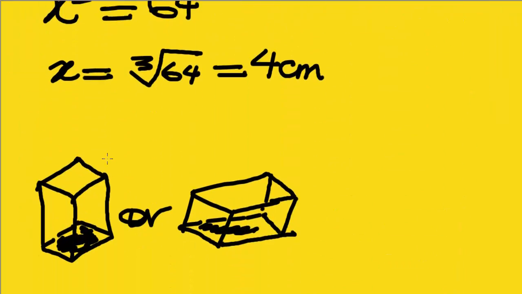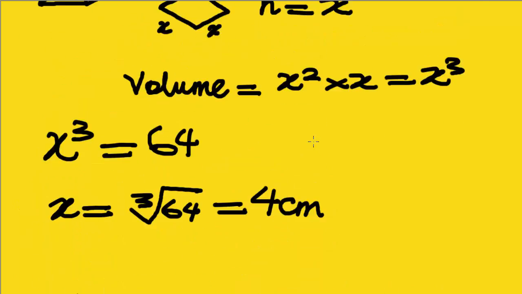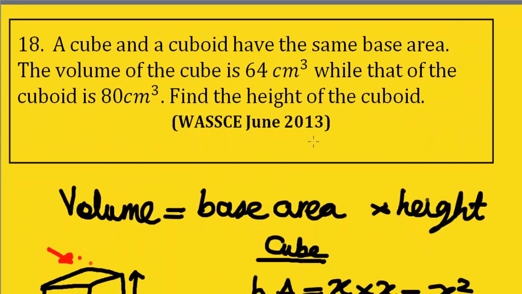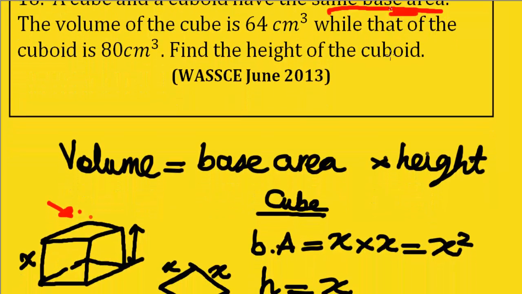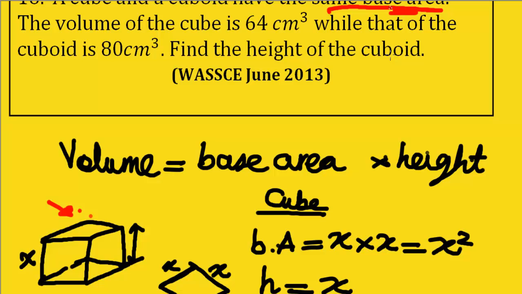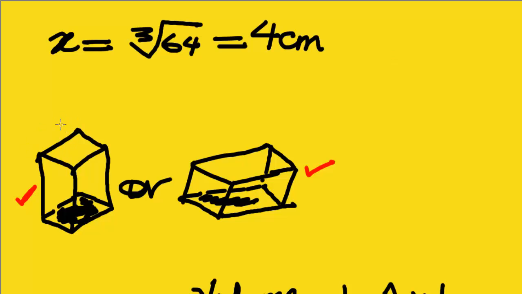Cuboid, on the other hand, is like an extended cube. It's like a stretch cube. It could take this form or this form. In this form, the base is a square. In this form, the base is a rectangle. The question tells us that the cube and the cuboid have the same base area. Since I know all parts of a cube are squares, and therefore the base area of a cube is always a square, for the cuboid I know I must now take this configuration where the base is a square because of the information given. So I know to use this.